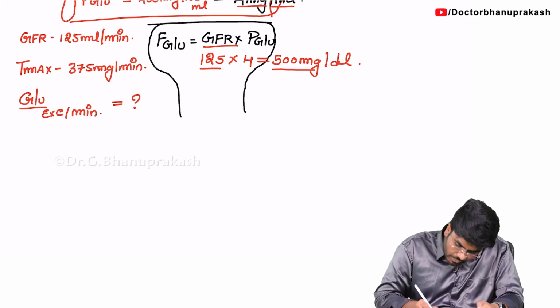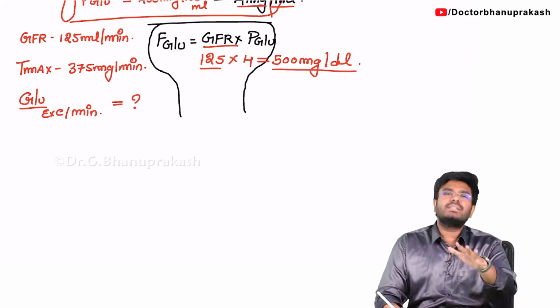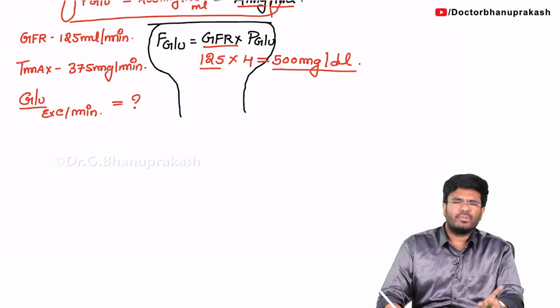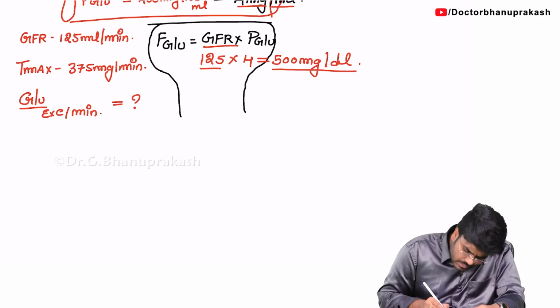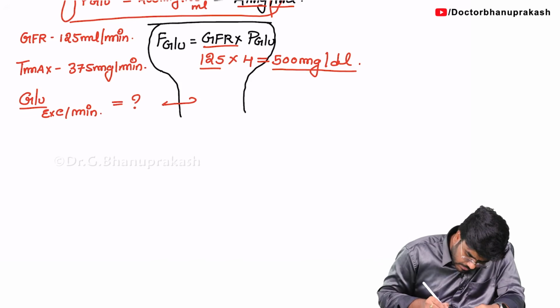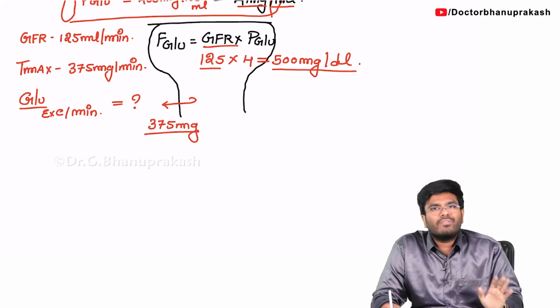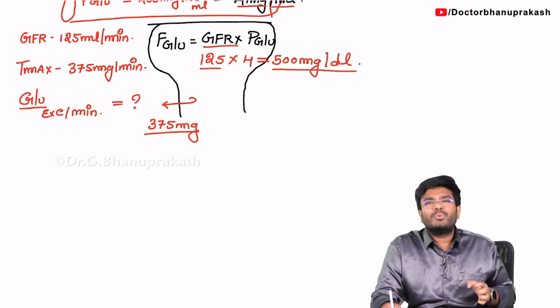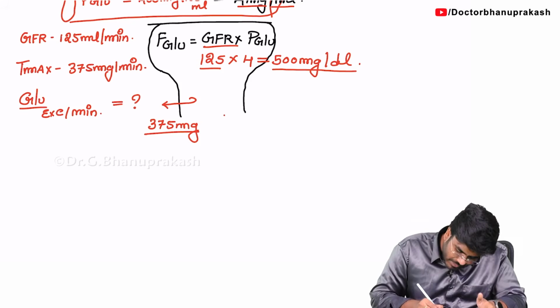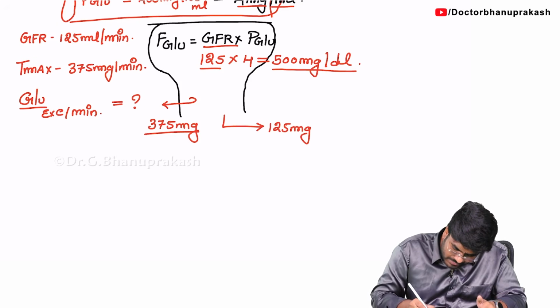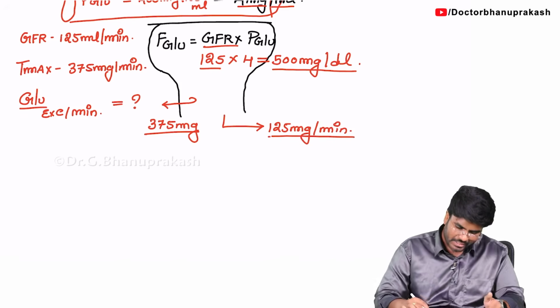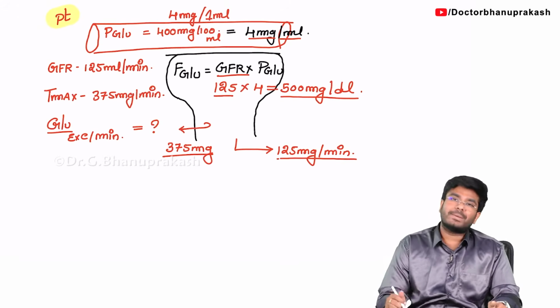Now out of this 500 milligrams, how much is the maximum capacity that you can reabsorb? How much is your maximum capacity of the reabsorption? Your maximum capacity of reabsorption is always 375 milligrams. That is the maximum you can reabsorb. So out of the 500 milligrams that is getting filtered, the maximum you can reabsorb is 375. So how much will be lost? 125 milligrams of glucose will be lost per minute. So this much amount of glucose is getting lost every minute. So this is how the questions will show up in your exam.